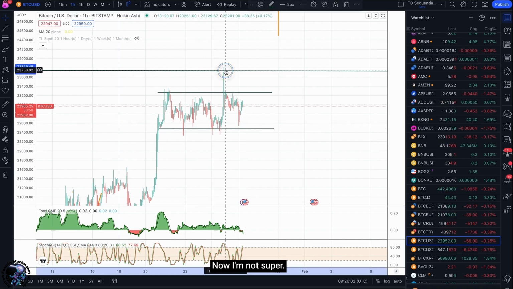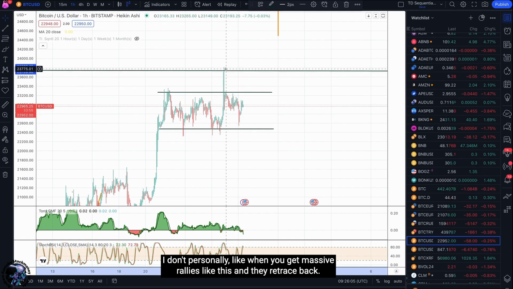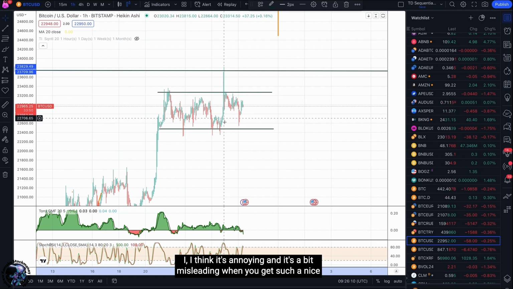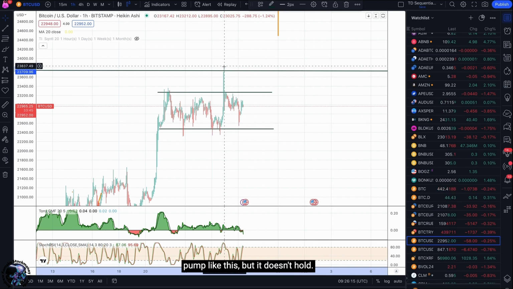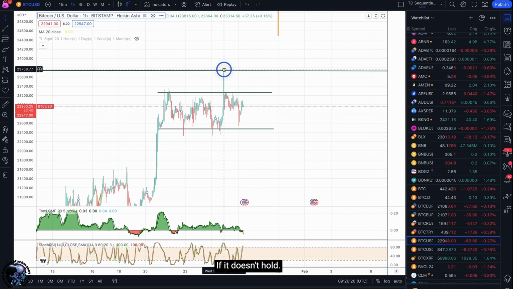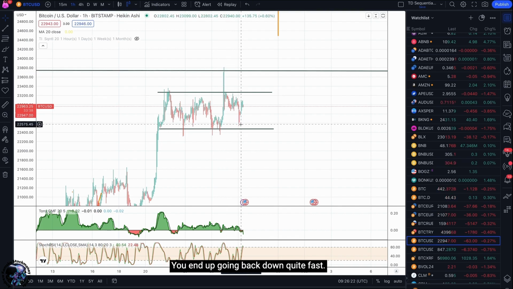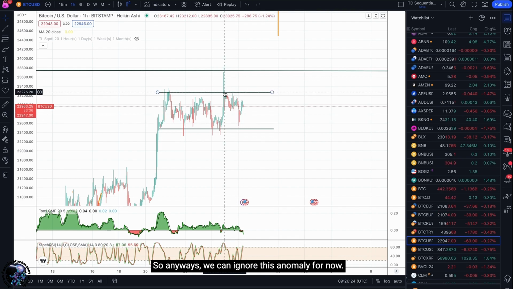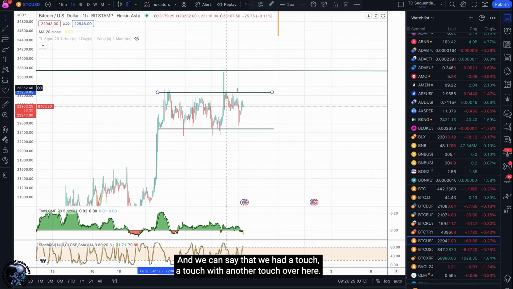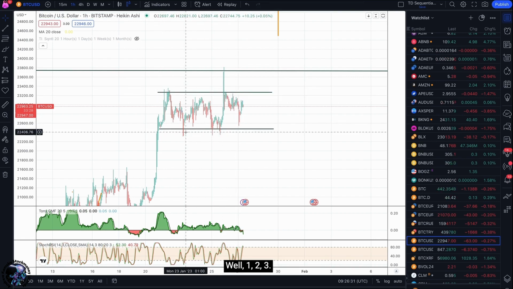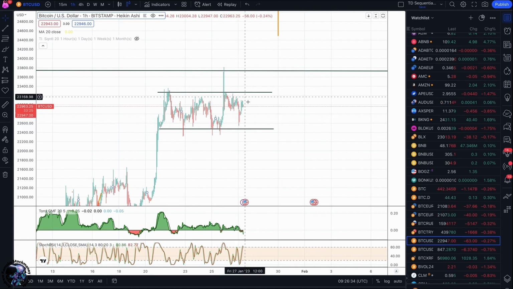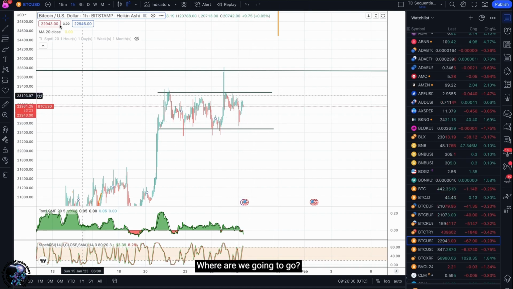Now I don't personally like when you get massive rallies like this and they retrace back. I think it's annoying and it's a bit misleading when you get such a nice pump like this but it doesn't hold. And this is my point about price needing to hold. If it doesn't hold, you end up going back down quite fast. So anyways, we can ignore this anomaly for now, and we can say that we had a touch, another touch over here, we had 1, 2, 3, 4, and now we're like, what's gonna happen? Where are we gonna go?